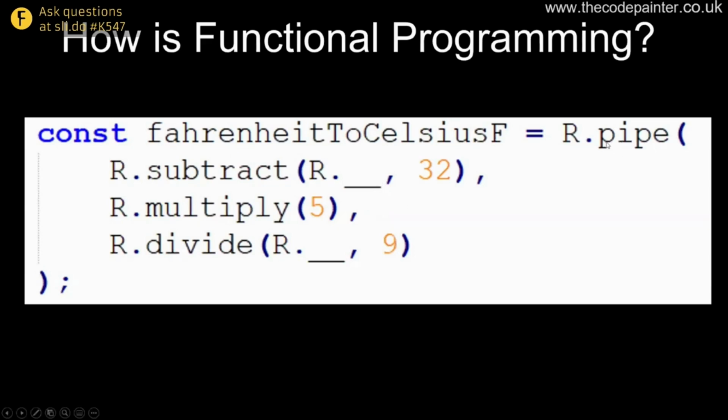So r.pipe takes our single parameter, which will be our 100 degrees, and passes it to the first function in the chain, which is a subtract, and we're filling in the blank here. So it's taking whatever that parameter is, filling it in there, subtracting 32. Whatever the result of that is, pipe will push it into this one to multiply by 5. Whatever the result of that is, we'll push into here, fill that final value here, and divide it by 9.